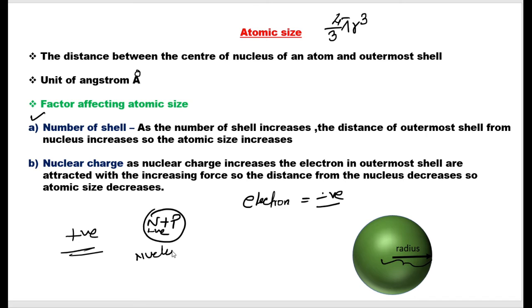So, what is the concept? Nuclear charge increases, distance between nucleus and electron decreases, atomic size decreases. Why? Because with increasing nuclear charge, electrons are pulled towards the nucleus, they are coming closer. As they are coming closer, the distance from the nucleus to the outermost shell will decrease, radius decreases, atomic size will also decrease. Clear? Very simple concept.